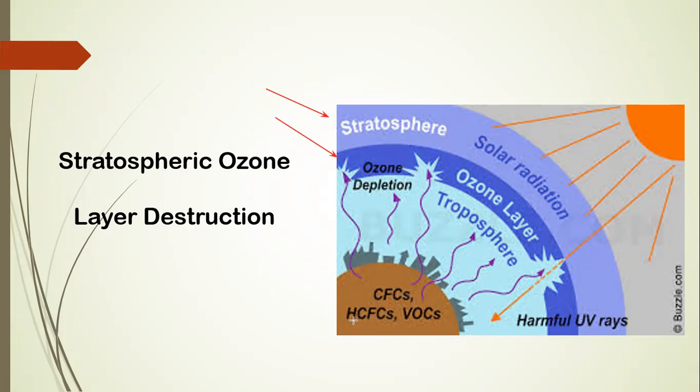But CFC and VOC are there, and they mix with the ozone layer and create a hole in the ozone layer. This hole is created by our use of this type of chemical. Then this hole allows sunlight to enter the Earth. Sunlight enters directly into the Earth, and UV rays also come through the hole. This UV light is highly harmful to our atmosphere and to all living bodies.